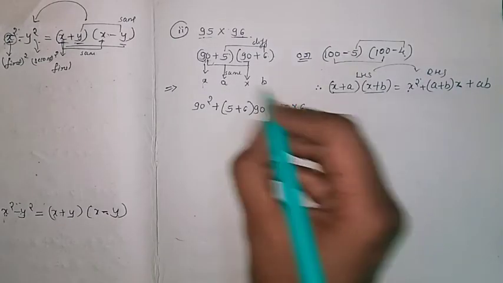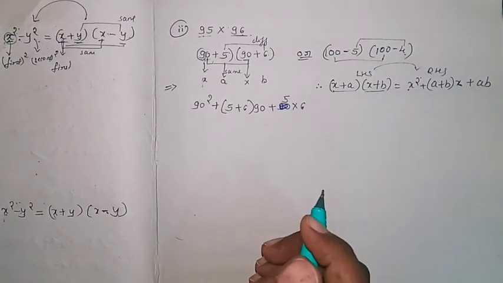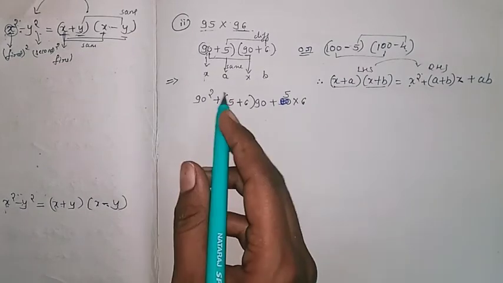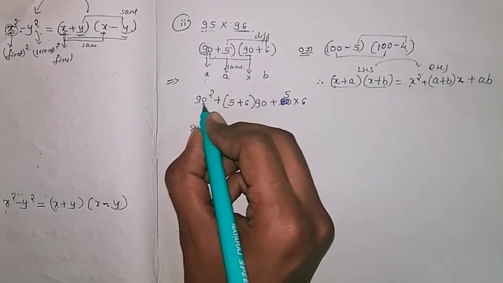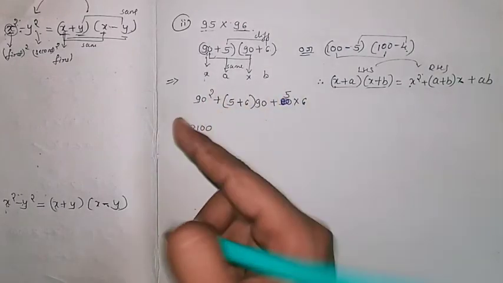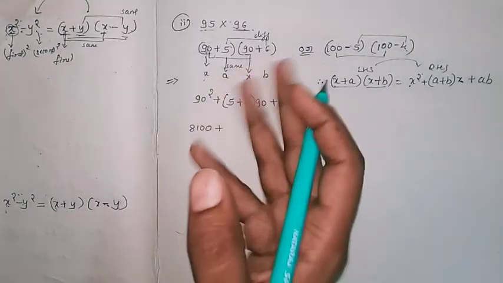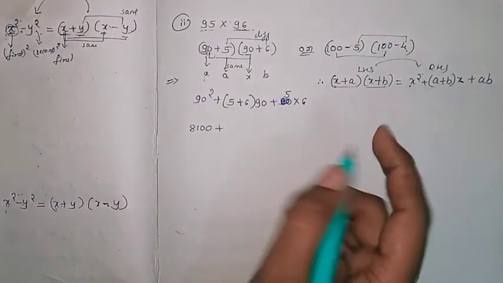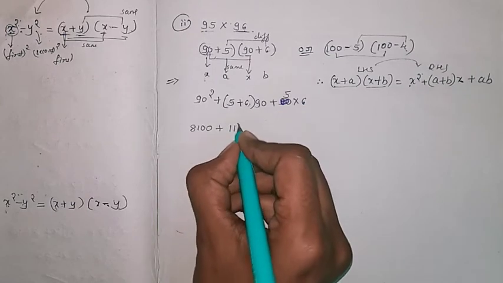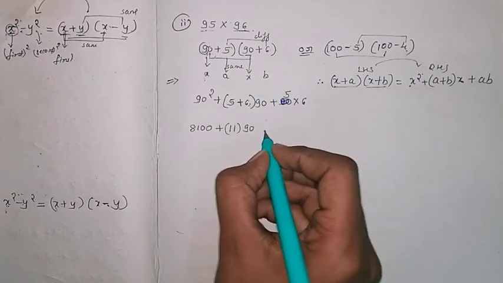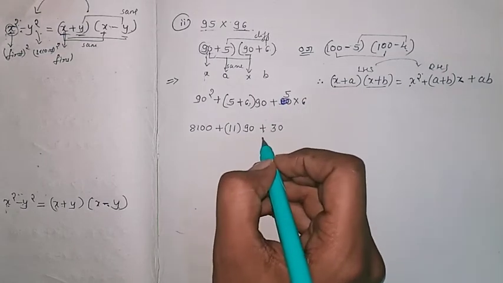Sorry, it is not 90. The value of a is 5, no? A value is 5 and b value is 6 here. So now 90 square. 9 nines are 81, and since there is one 0, it gets doubled, so there are 2 zeros. Or you can multiply 90 into 90 and write the answer. You know how to find square terms. 5 plus 6 is 11, into 90, plus 5 into 6, 5 sixes are 30, so it is 30.